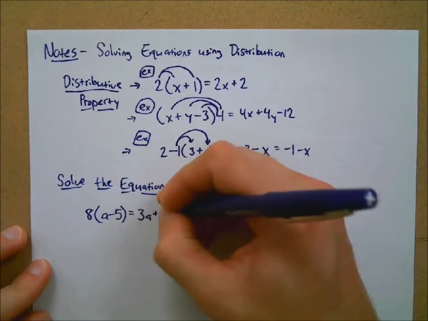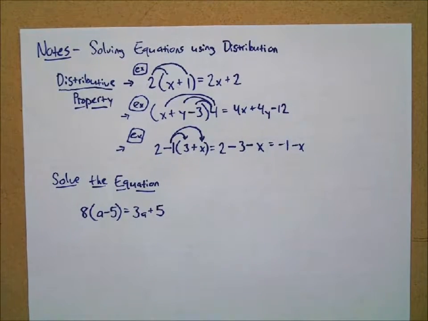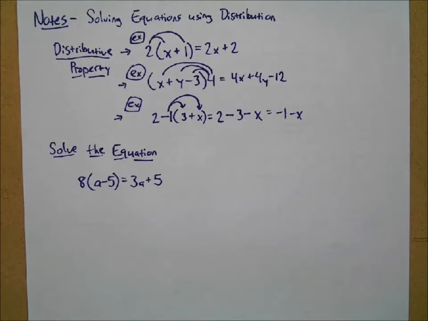Just like so. 8 parentheses a minus 5 equals 3a plus 5. Okay?